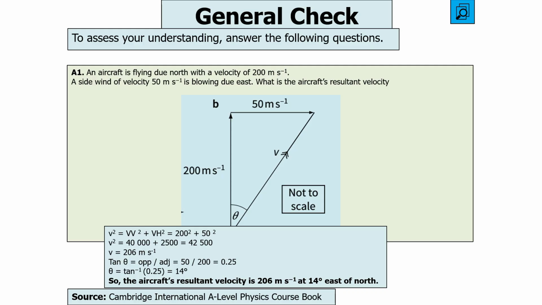So we can say v squared is equal to the vertical velocity squared plus the horizontal velocity squared. So it's 200 squared plus 50 squared, which is 42,500. So therefore v is equal to 206 meters per second. Tan theta is opposite over adjacent, which is 50 over 200, which is 0.25. So theta is therefore equal to 14 degrees. So the aircraft's resultant velocity is 206 meters per second at 14 degrees east of north.